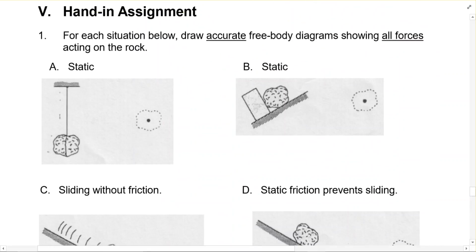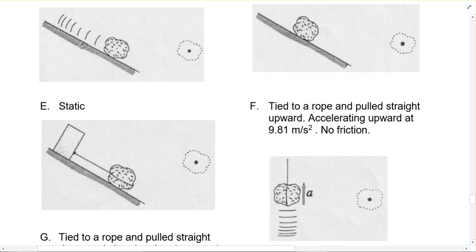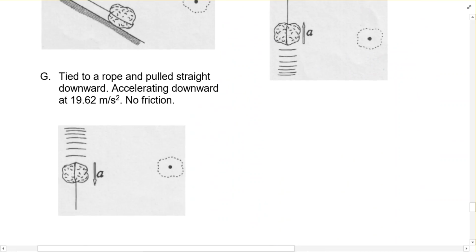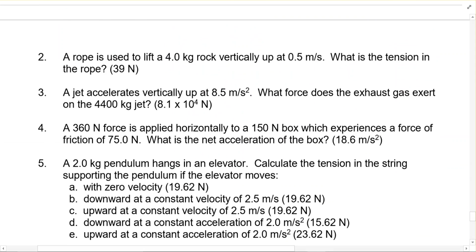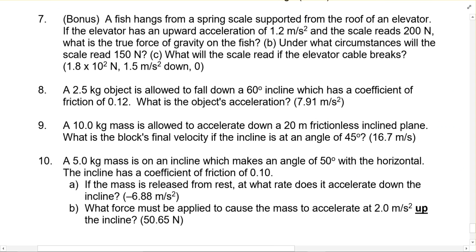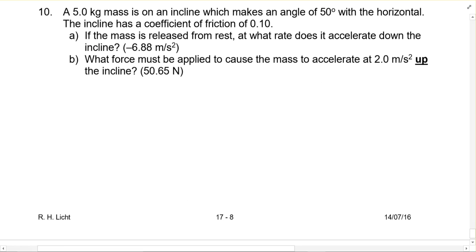So go ahead and do the hand-in assignment now. You've seen ones like this before, right? So go ahead and draw your free body diagrams and do a whole bunch of these questions. So that's it for that video.